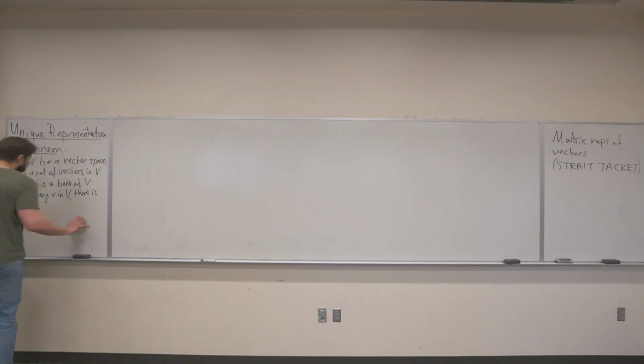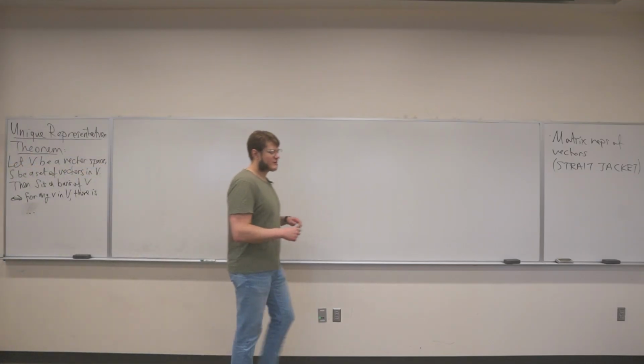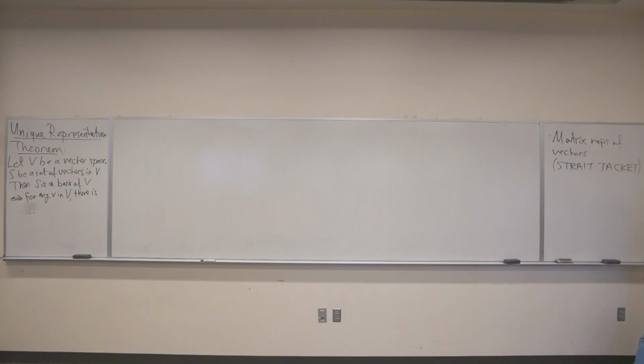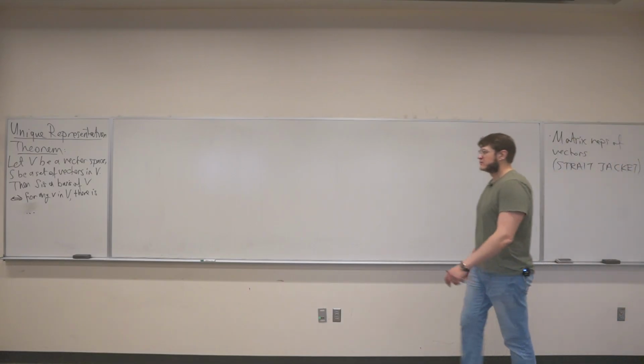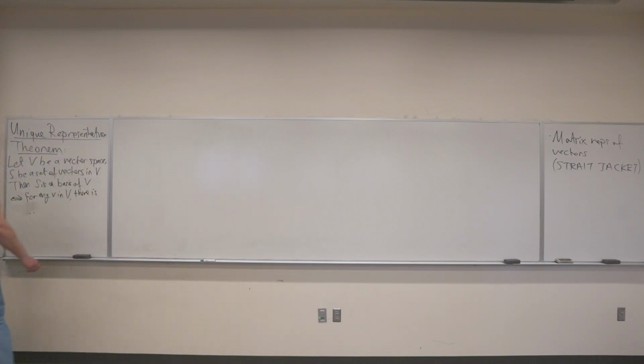Okay, so first, here's a theorem that is given in the textbook. I'm not going to state it exactly the way it is stated in the textbook, but the way I'm going to state it is also correct. It is what is called the unique representation theorem. If you have a vector space V and a set S of vectors, then S is a basis of V if and only if something, okay?